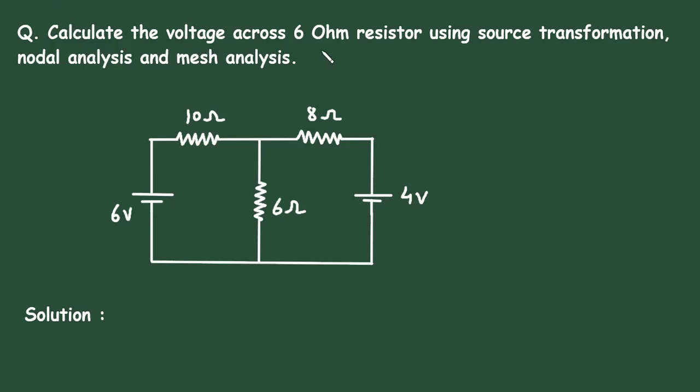Calculate the voltage across the 6 ohm resistor using source transformation, nodal analysis, and mesh analysis. Here in this circuit, we have to find the voltage across this 6 ohm resistor by using source transformation, then by using nodal analysis, and by using mesh analysis.